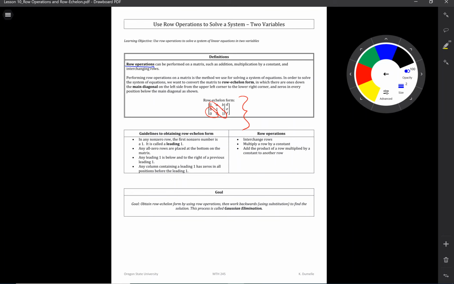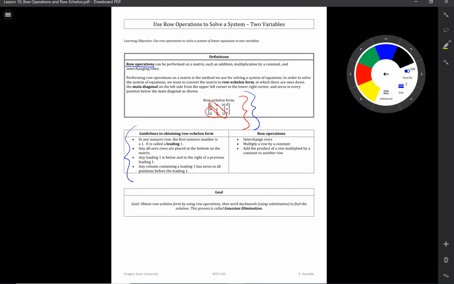In order to solve the system, we want to convert our matrix into row echelon form. This is where there are ones down the main diagonal on the left side from the upper left corner to the lower right corner, and zeros everywhere below that. So again, we want our matrix to look like this. These guidelines help us to know what our row echelon form should look like.